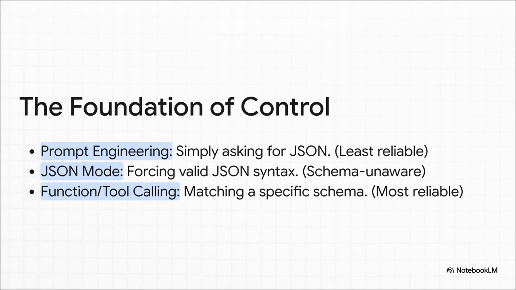A step up from that is something called JSON Mode, where the model is forced to output valid JSON syntax. That's better, but it still might not have the right fields or data types you need. The real gold standard, and what all the modern libraries are built on, is function or tool calling. This is where you give the AI a strict blueprint, a schema, and it's been specifically fine-tuned to generate a JSON object that perfectly matches it. This is where the real control begins.